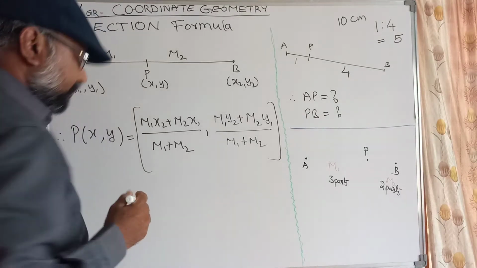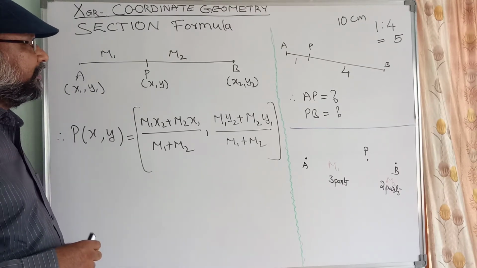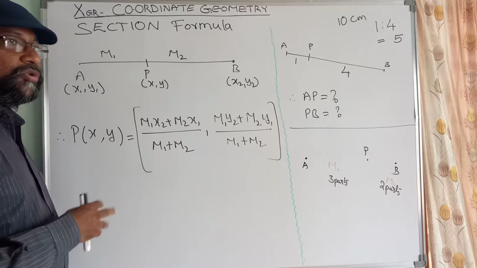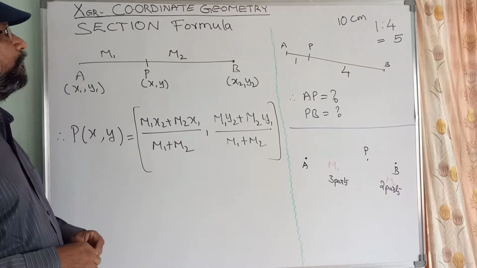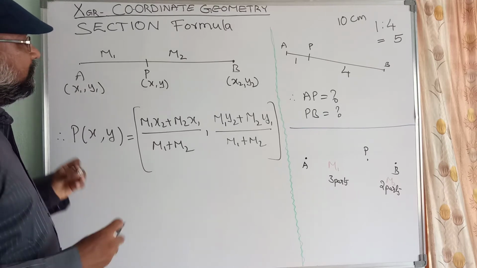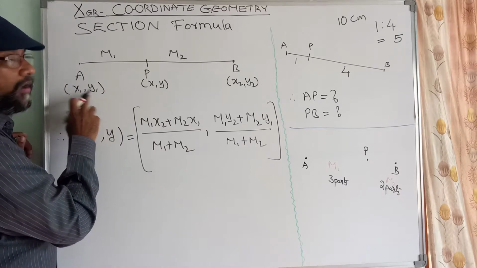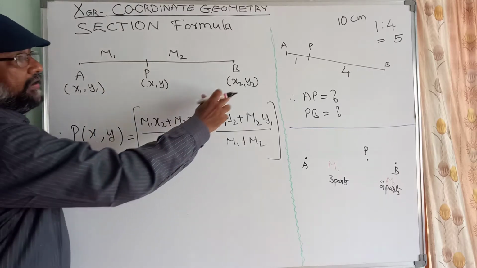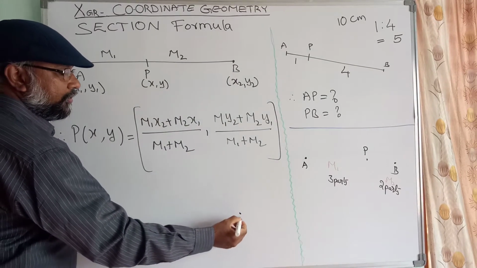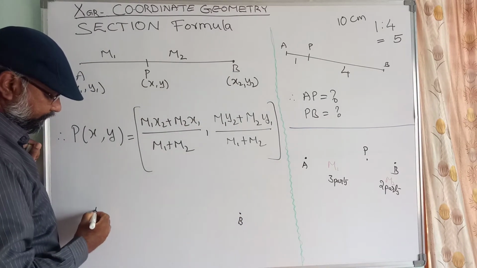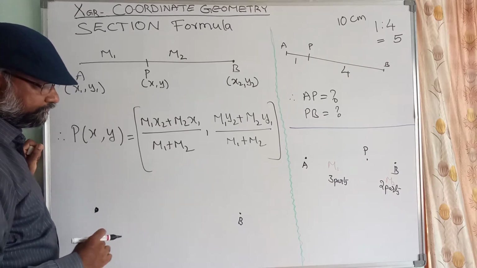Hello students, this is the section formula, which can help for the next exercise. Now here we have a point A (x1, y1) and there is a point B (x2, y2). Here we have 2 points.